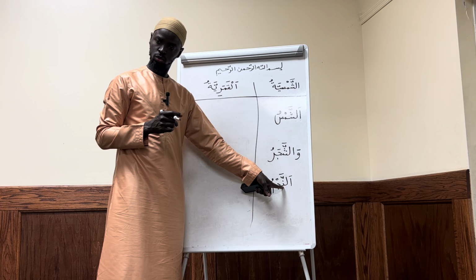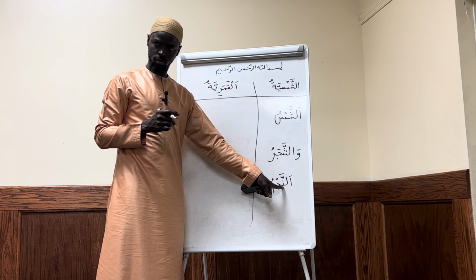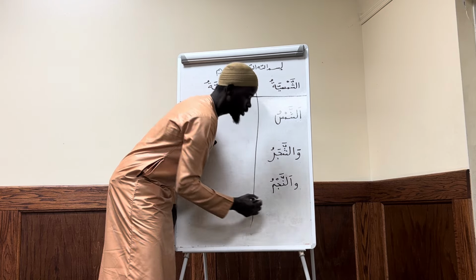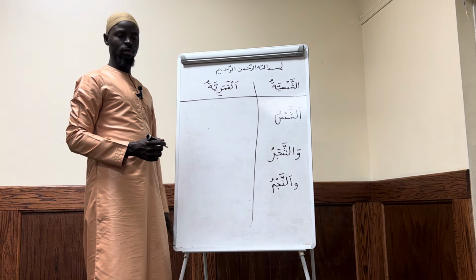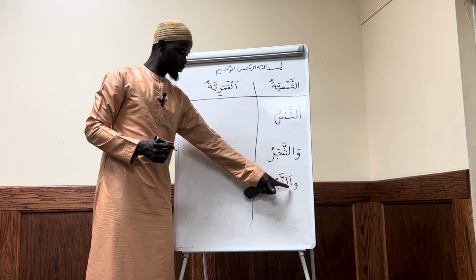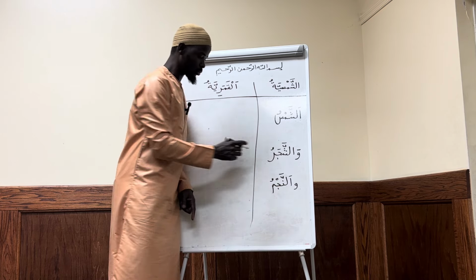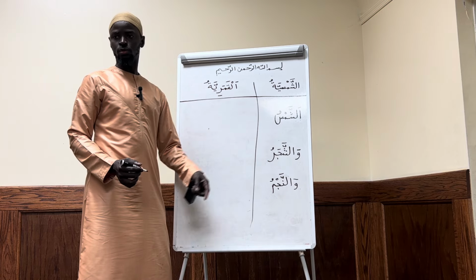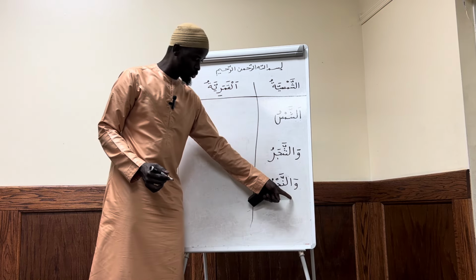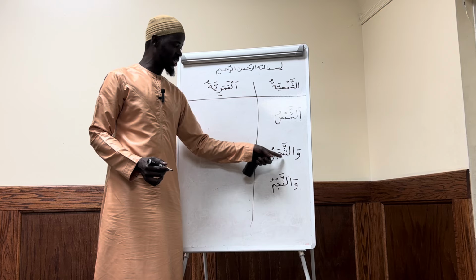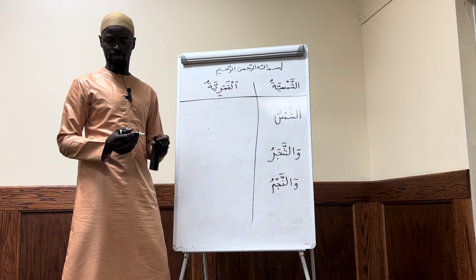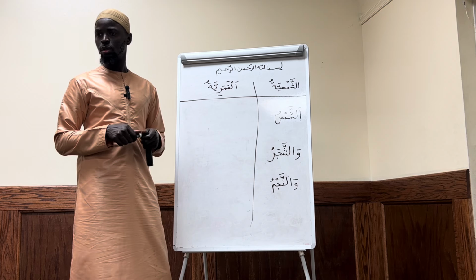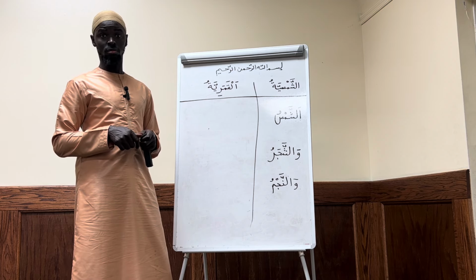you read what? The nun. النجم. But if there is wow, what will happen? You skip the alif, you skip the lam, you read the nun. Then you say what? والنجم. You say والنجم, and then you say والشجر يسجدان. They prostrate. To who? To Allah subhanahu wa ta'ala.